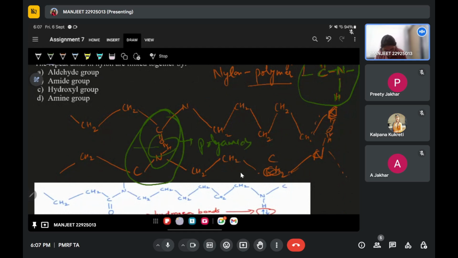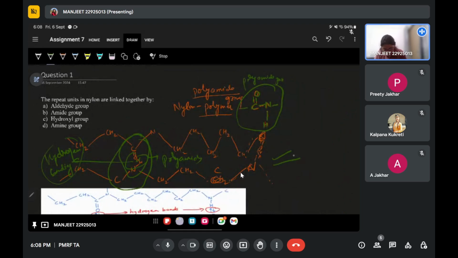And this is the hydrogen bonding in the nylon that we have shown here. So from this nylon structure, we can see that we have the polyamide group in nylon 6. The repeating unit belongs to the amide group. Okay, so B will be the correct answer.